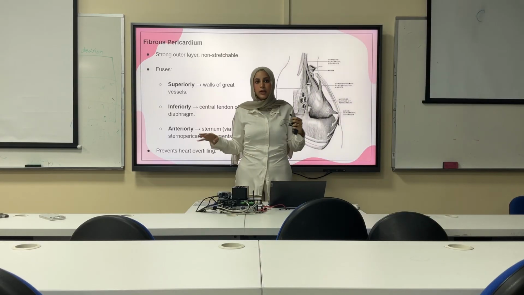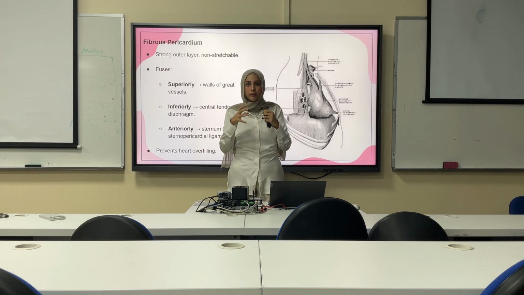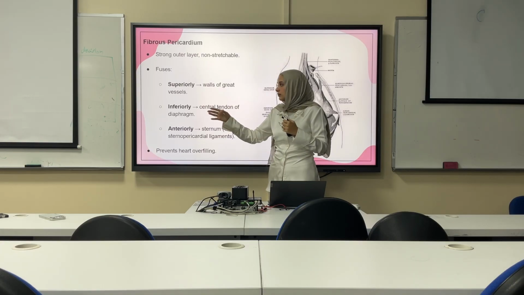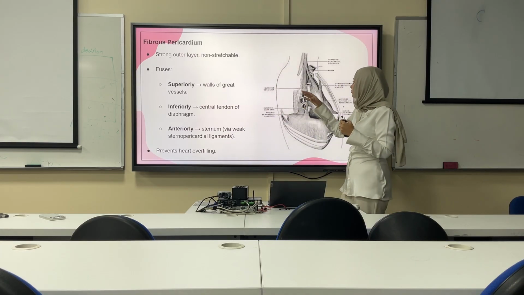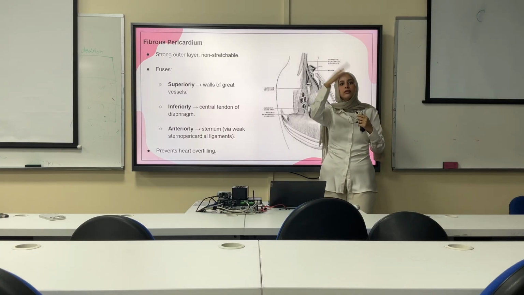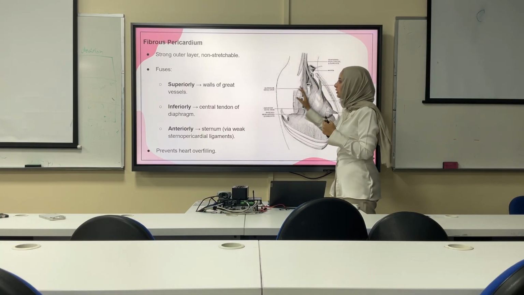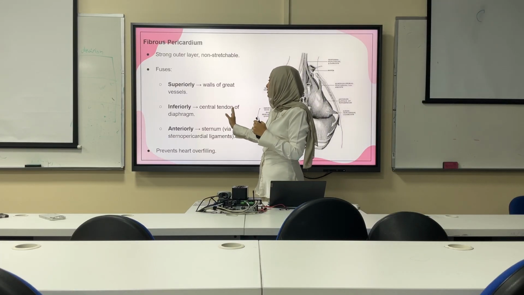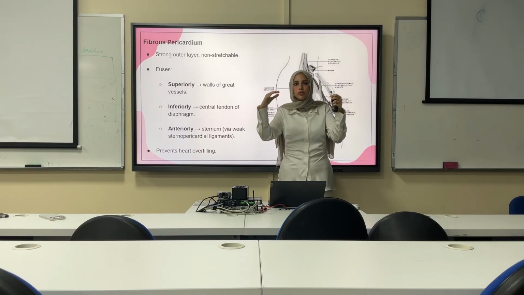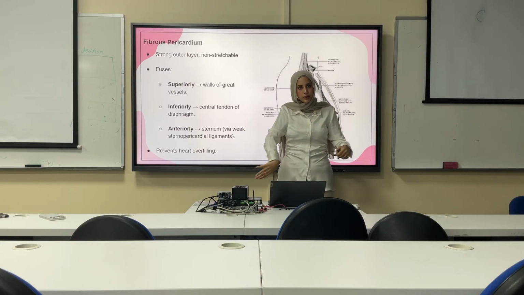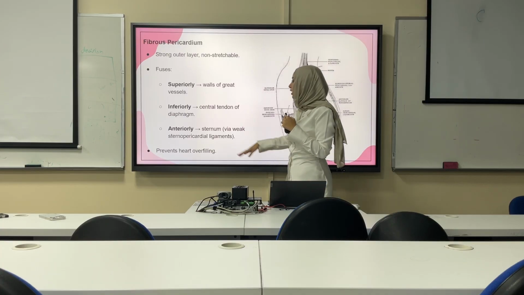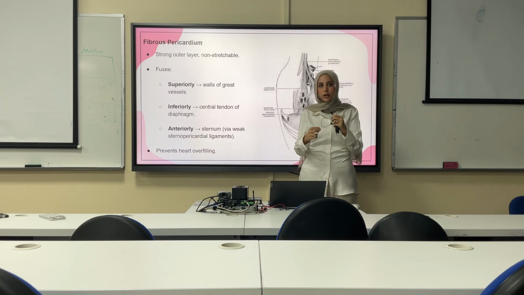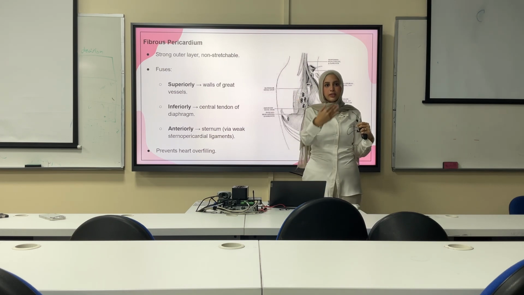And then the fibrous pericardium is a strong outer layer. It's non-stretchable, to anchor the heart in place, so it has to be very strong. It fuses superiorly with the walls of the great vessels, the aorta and the pulmonary trunk coming from outside, and then inferiorly with the central tendon of the diaphragm. And then anteriorly, it connects to the sternum. So it anchors the heart to the great vessels, to the diaphragm, and anteriorly to the sternum.